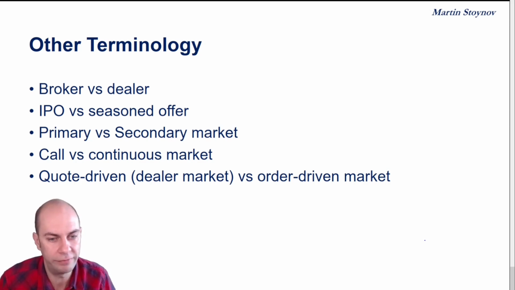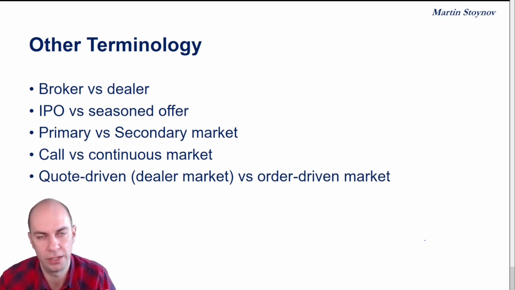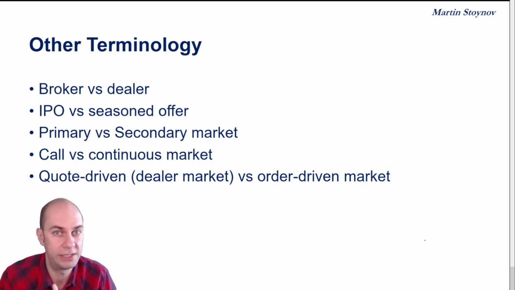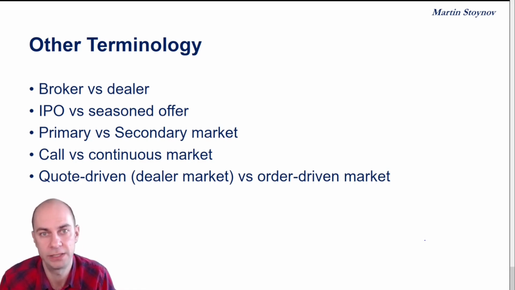Lastly, we've got quote-driven versus order-driven market. So that example that we were looking at earlier with the limit order book, that was an example of an order-driven market because we ranked the orders. We had the most aggressive bid meet the most aggressive ask, meaning the highest bid met the lowest ask, and that's how trading happened, based on the aggressiveness of the prices and the time of arrival of the various orders.